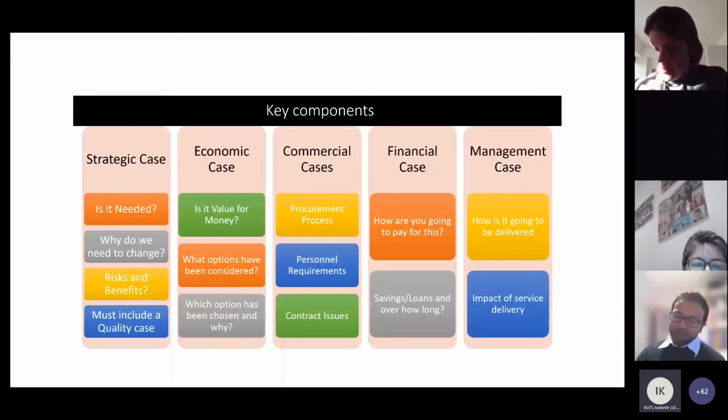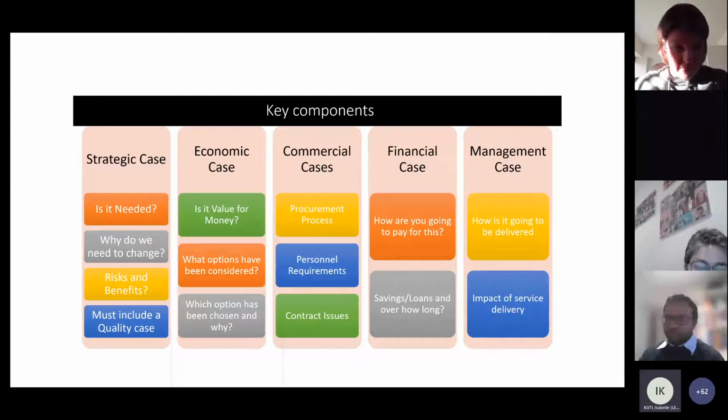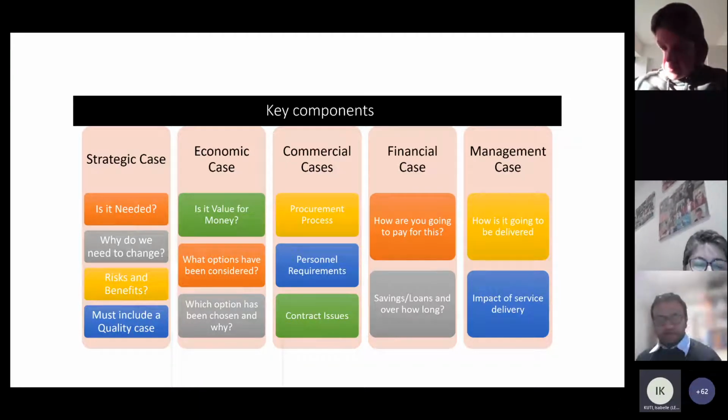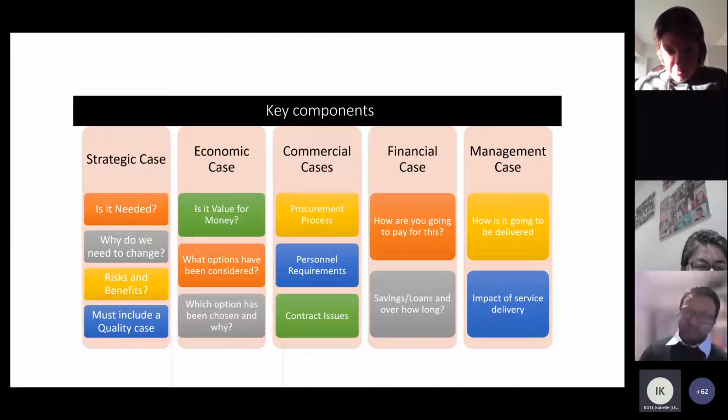Now the structure, so this is the 5 case structure. Okay. Now it looks quite overwhelming to start with, but we're going to break it down into little bits and go through that in a bit. So these are the key components. I'll come back to it in a second. You have your strategic case, what's called your economic case, your commercial case, your financial case, and your management case.